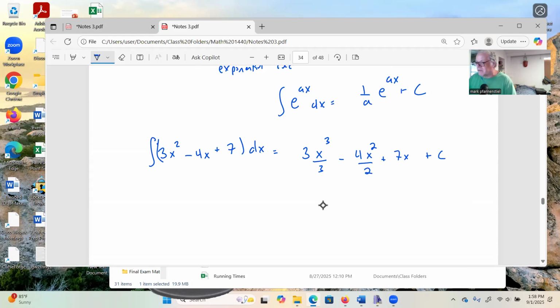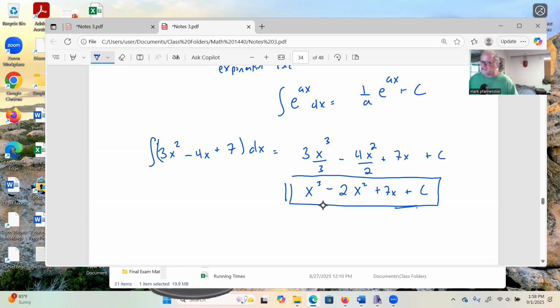We're going to clean this up a little bit, and we're going to say this is x cubed minus 4 over 2 is 2x squared plus 7x plus c, and that's going to be the answer to my first integration problem. Okay, again, this is just reviewing for applications of Calculus 1, but it may have been a year or 3 since you've done this.